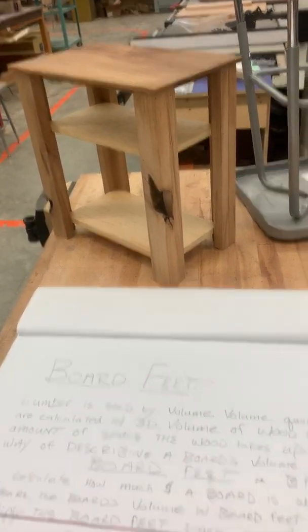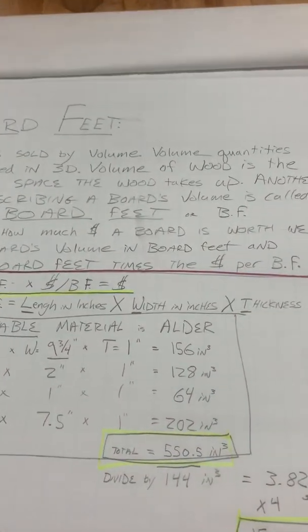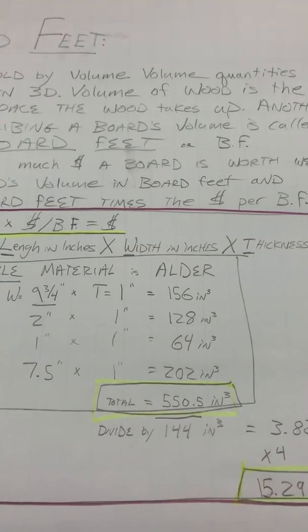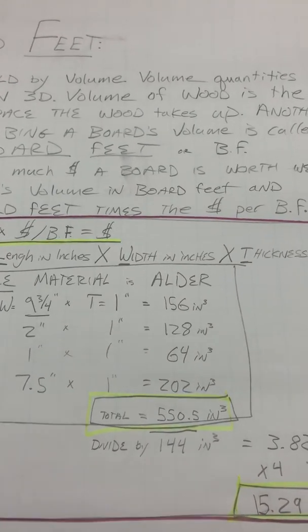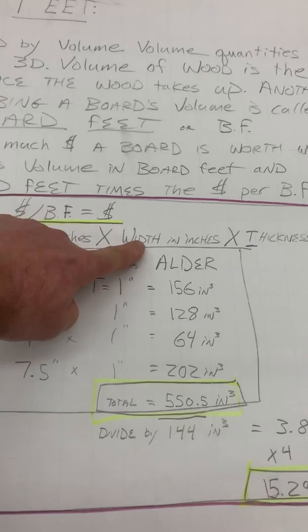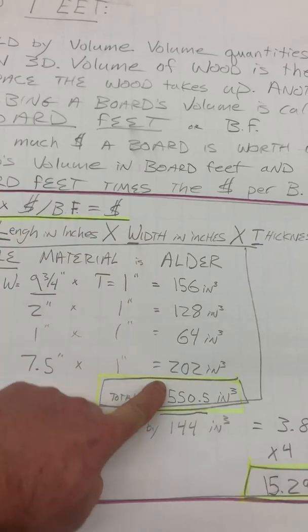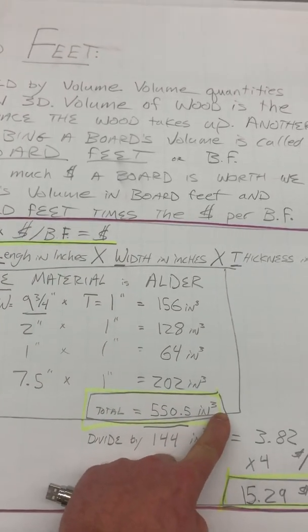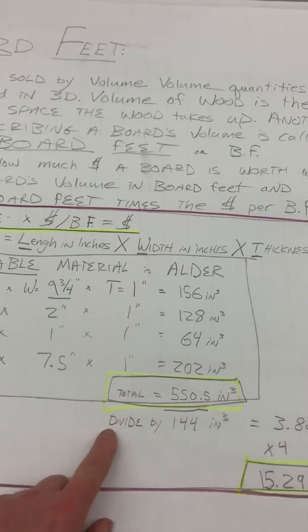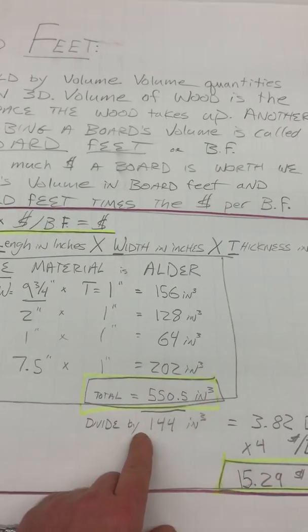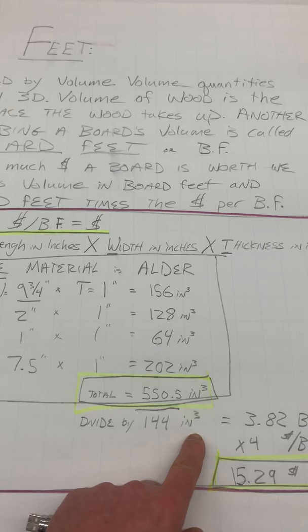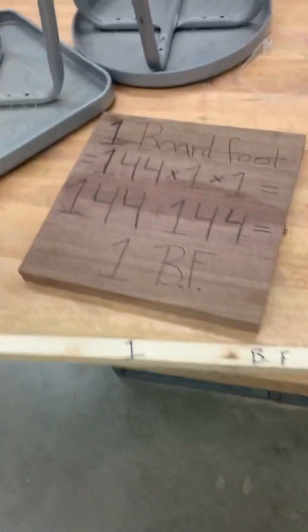We want to know the total board feet in here, so we can add up the total volume and multiply that by the price. And so we've got 550 cubic inches of alder. We added those up. Okay, now to get the board feet, we're going to divide our total inches cubed by 144 inches cubed, because in each board foot there's 144 cubic inches.